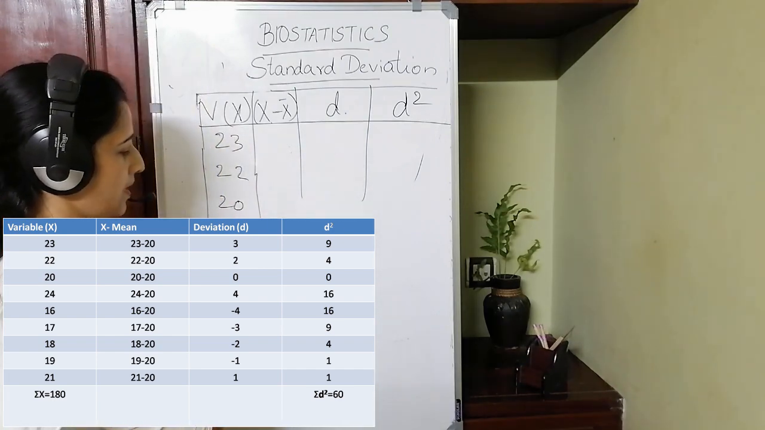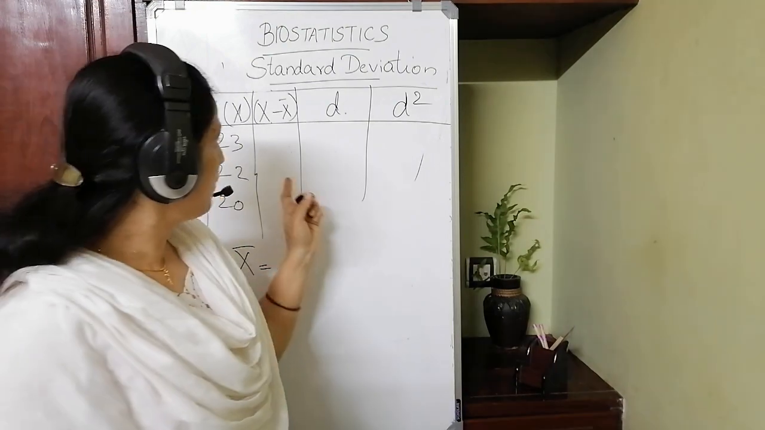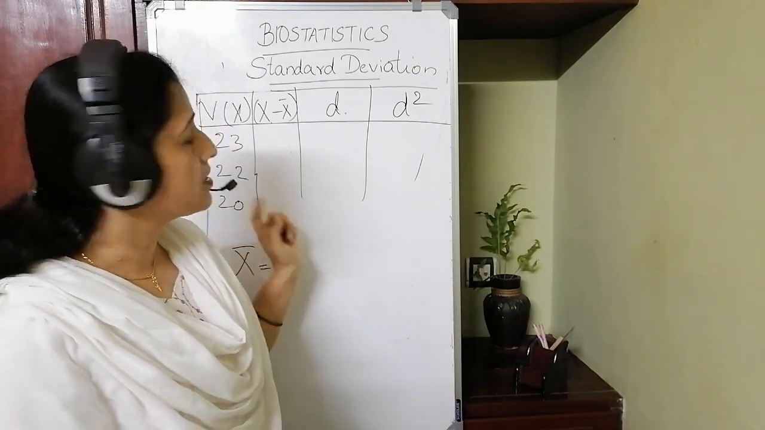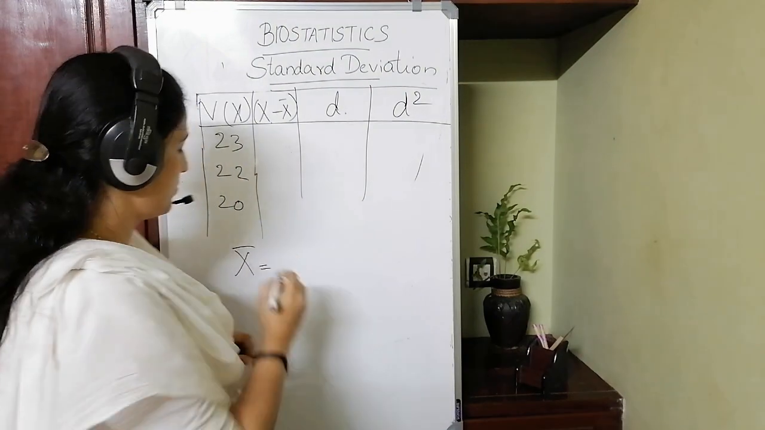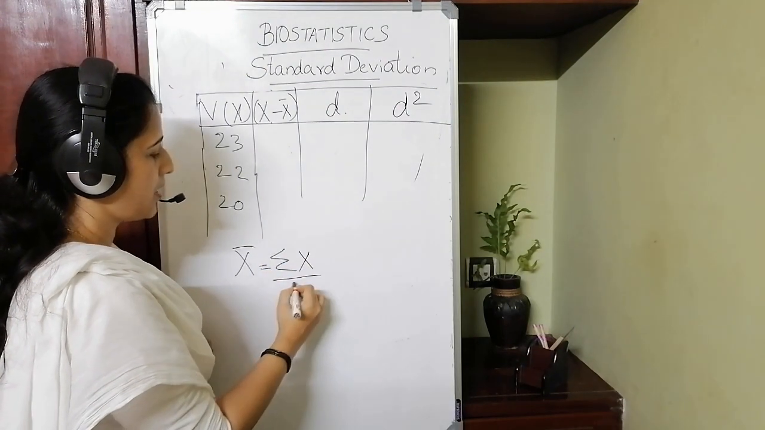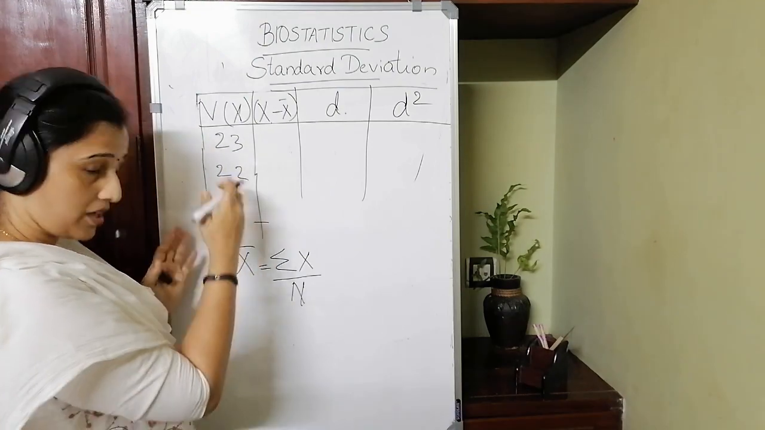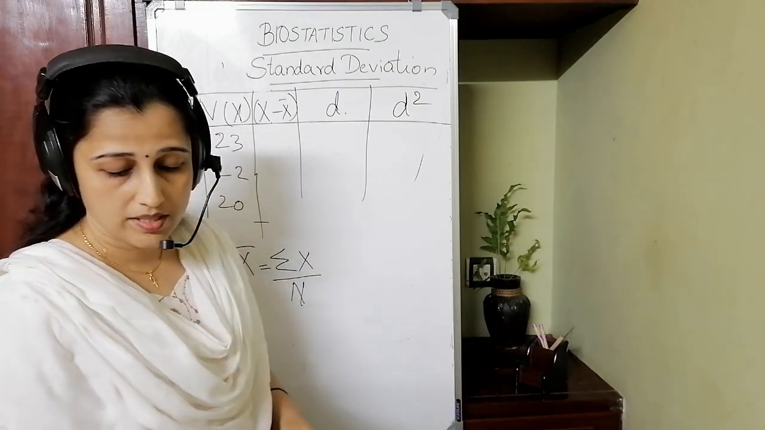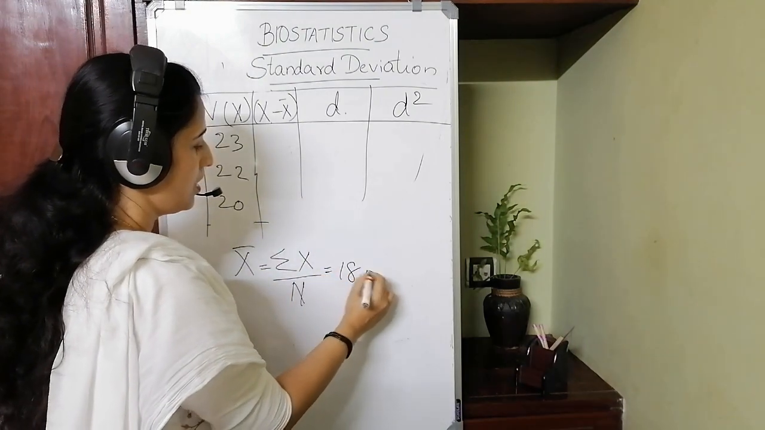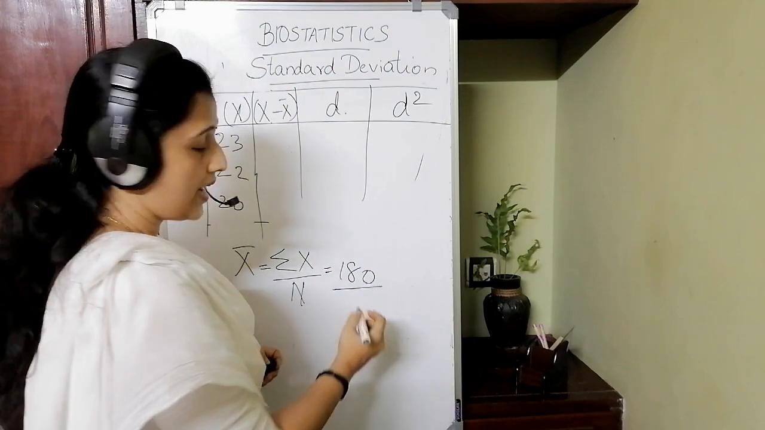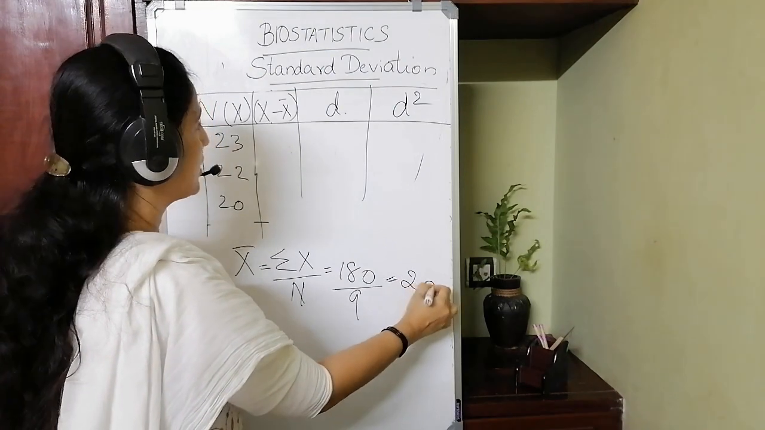Arithmetic mean, x bar, is equal to sigma x divided by n. You have to sum the variable and complete the table, and in this question sigma x is equal to 180, divided by n, which is 9. The total number is 9, so it is 20. The arithmetic mean is 20.